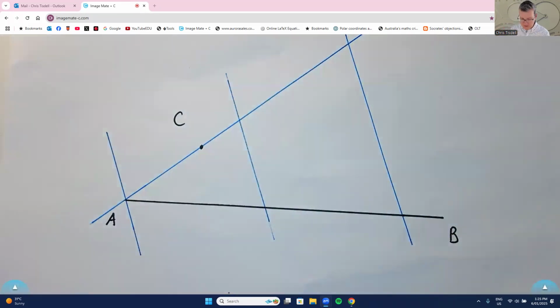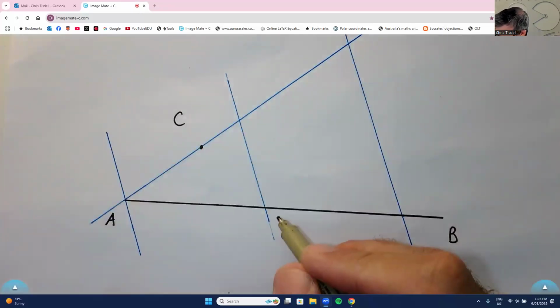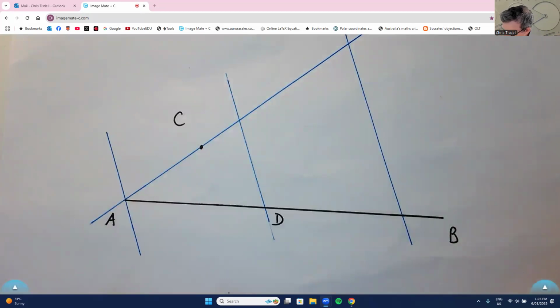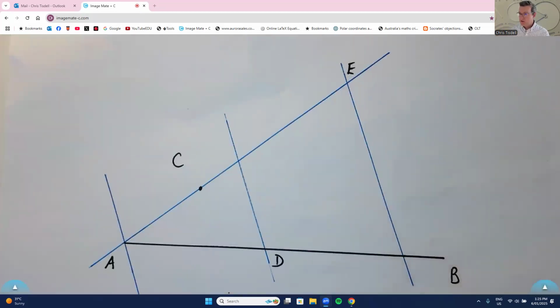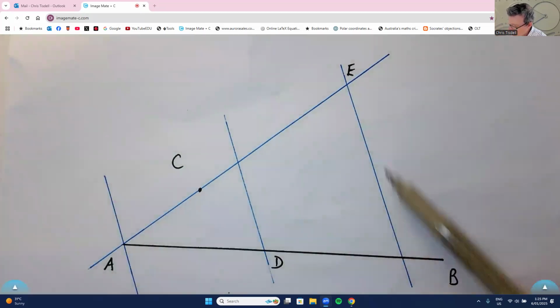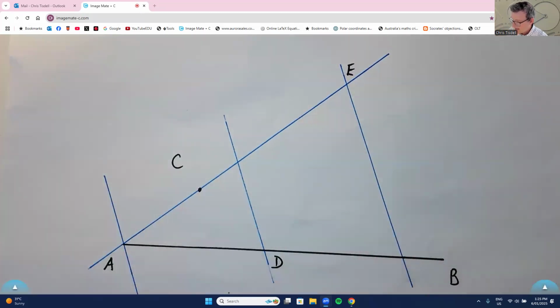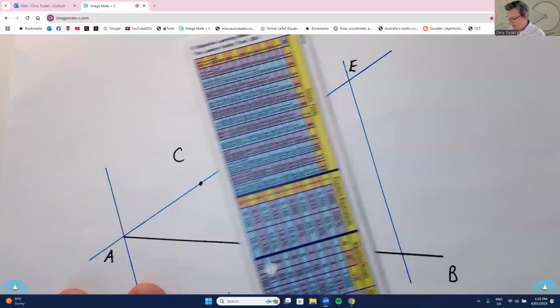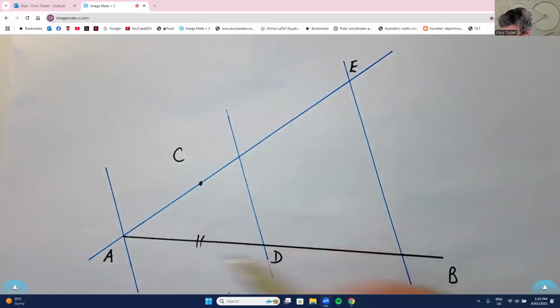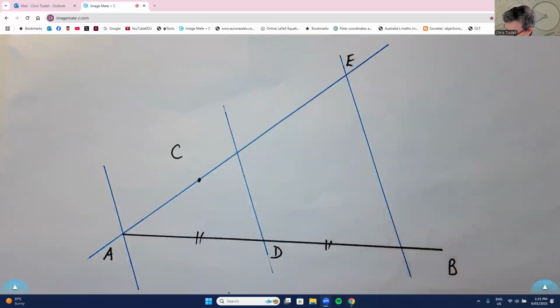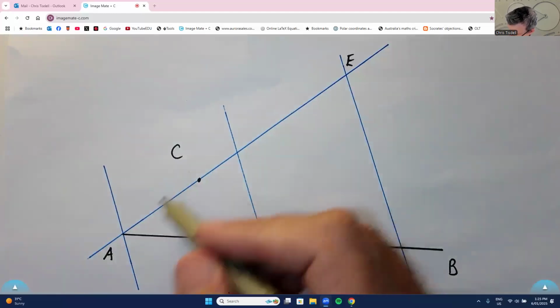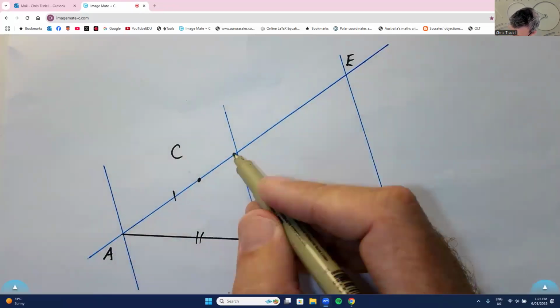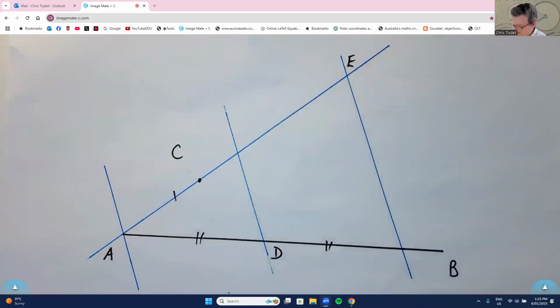Okay, so we've got a whole bunch of points now. So let's label some of them. Let's call this one D and this one E. Okay, so you can see we've got a triangle AEB. Now, because I've just ruled these parallel lines, the distance AD is going to be the same as the distance from D to B. Same with these two things. This line segment is going to be the same as this line segment.